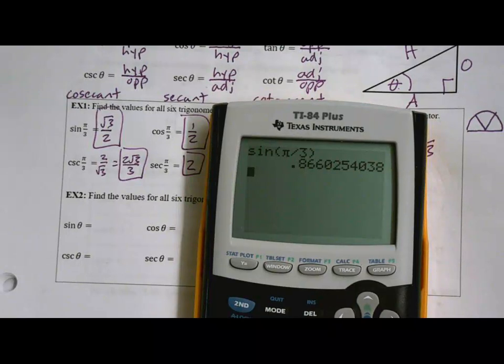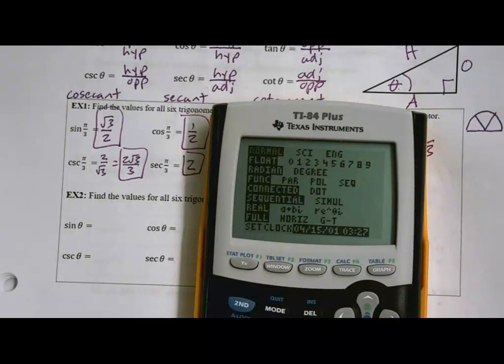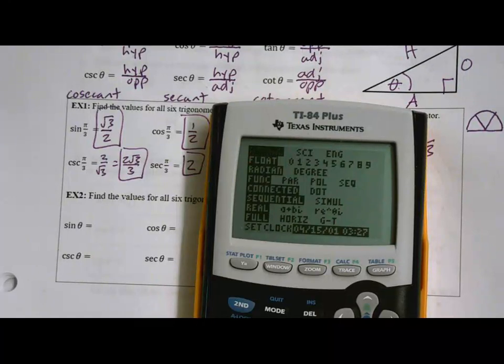I'll give you a hint. Can you guys hit the mode button on your calculator really quickly? Hit the mode button there. And see if you can find a setting on your calculator that might explain why it's possible to get two different answers here. Anybody want to guess which setting it is?